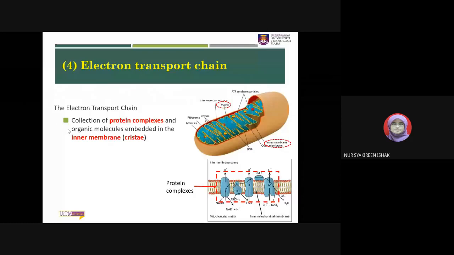Okay, so next, the electron transport chain. Saya dah mention tadi, a collection of protein complexes and organic molecules embedded in the cristae. Okay, dia ada 4 kompleks. Kompleks 1, kompleks 2, kompleks 3 and 4. 1, NADH akan masuk. 2, FADH2 akan masuk. Okay, and if you look at the diagram also, here, tengok kan.